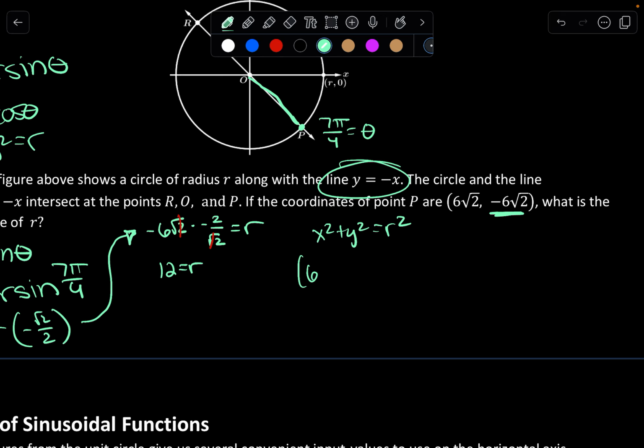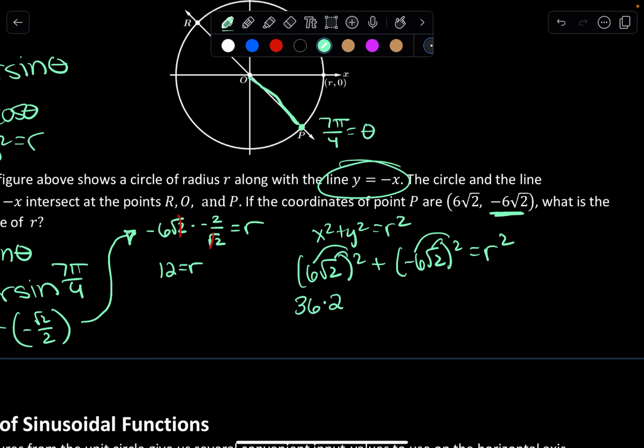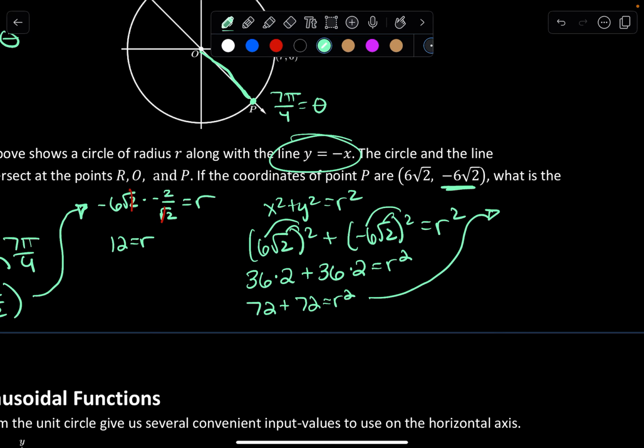Another way is we can use x squared plus y squared is equal to r squared. So x is going to be 6 root 2 squared, y is going to be negative 6 root 2 squared, which is equal to r squared. Now think of your monomials and properties of exponents. The 6 is squared, and the root 2 is squared. Same with this one. So 6 squared is going to be 36, root 2 squared is going to be 2. Negative 6 squared is 36, and then root 2 squared is 2, and then we get r squared. So we have 72 plus 72, which equals r squared. 72 plus 72, we get 144, which is equal to r squared.